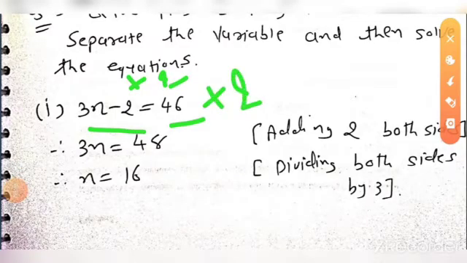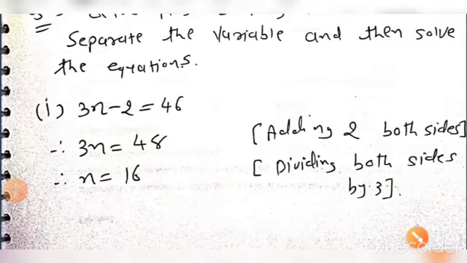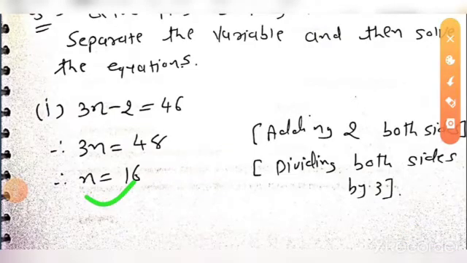So 3n minus 2 plus 2, the 2 cancels, so on the left hand side I get 3n, and on the right hand side 46 plus 2, that is 48. So in this way n is equal to 16 I can get here.